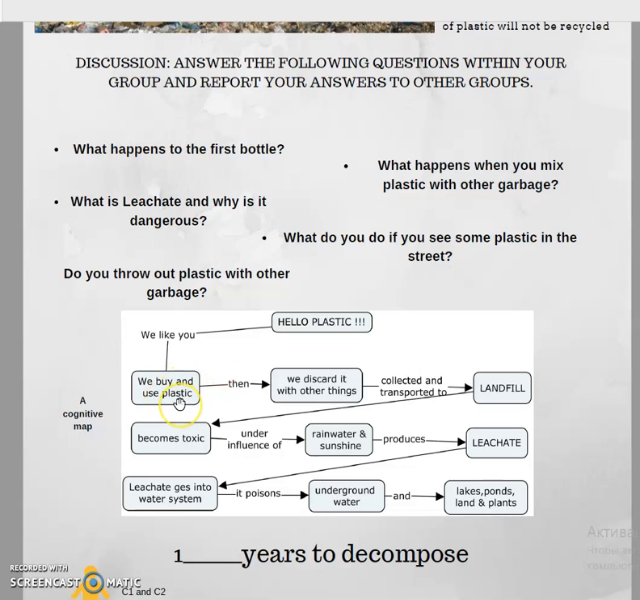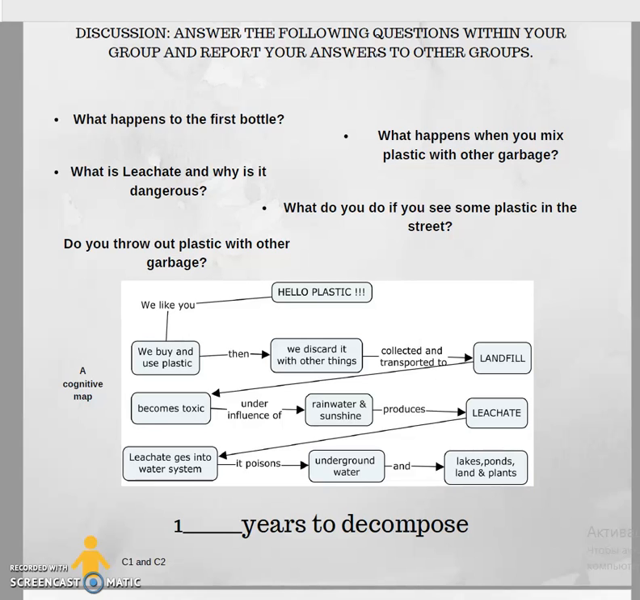Introduction. We buy and use plastic, then we discard it with the other things, then it is collected and transported to a landfill. It becomes toxic under the influence of rainwater and sunshine. It produces leachate. Leachate gets into the water system. It poisons underground water and lakes, ponds, land and plants.